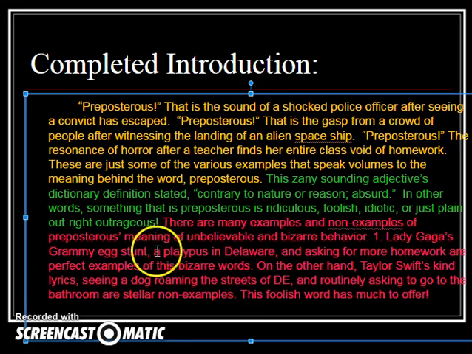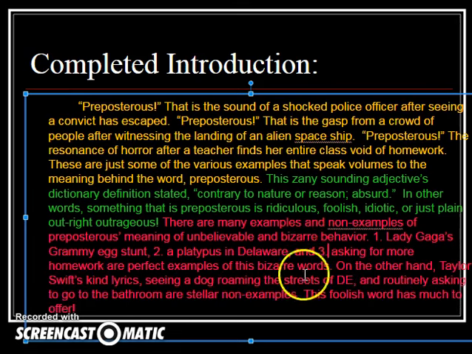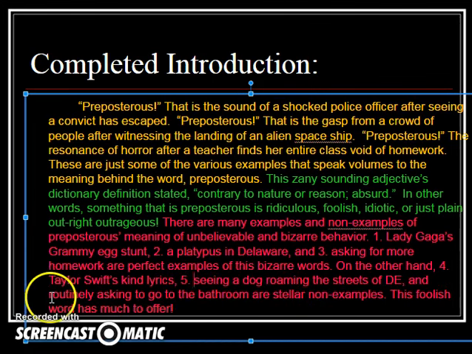Gaga is my first body paragraph. Platypus in Delaware is my second. Asking for more homework is my third. My fourth body paragraph is going to be Taylor Swift. My fifth is seeing a dog roaming the streets. And my sixth is asking to go to the bathroom. Okay, hopefully that makes sense.